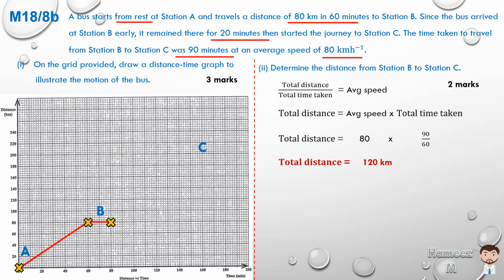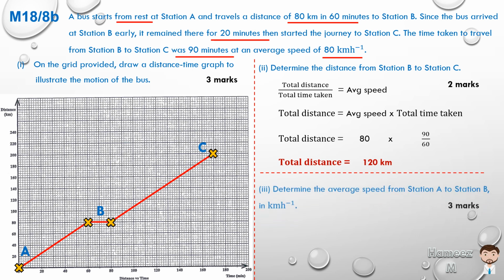So you can now put that on the graph. We know it went to 170 minutes. It moved 90 minutes to the right and then 120 kilometers upwards. So let's indicate that point there and let's connect it. That's from B to C. So we've completed the distance time graph.